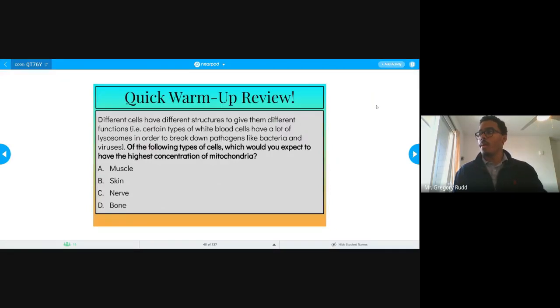Okay, another warm-up review question. You did have this one in your warm-up, so hopefully you've already got some thoughts. But it says different cells have different structures to give them different functions, i.e. certain types of white blood cells have a lot of lysosomes in order to break down pathogens like bacteria and viruses. Of the following types of cells, which would you expect to have the highest concentration of mitochondria?